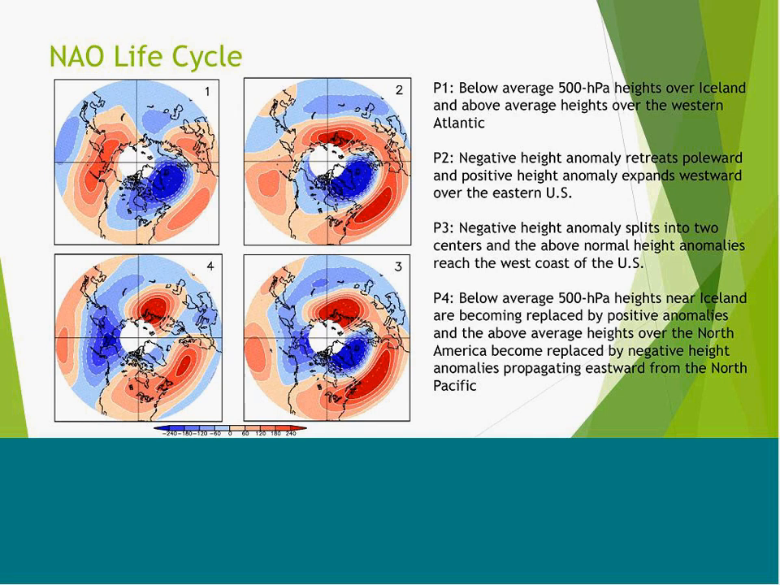So this MSSA methodology allowed us to decompose the oscillations in some phases, similar to how we are familiar with decomposing the Madden-Julian oscillation in eight phases. So here I am showing the half cycle of the 100-day oscillation or the NAO. And in phase one, we see that phase one is characterized by below average height over Iceland and above average height over the western Atlantic. And in phase two, the negative height anomalies retreat poleward and the positive height anomaly expand westward over the eastern United States.